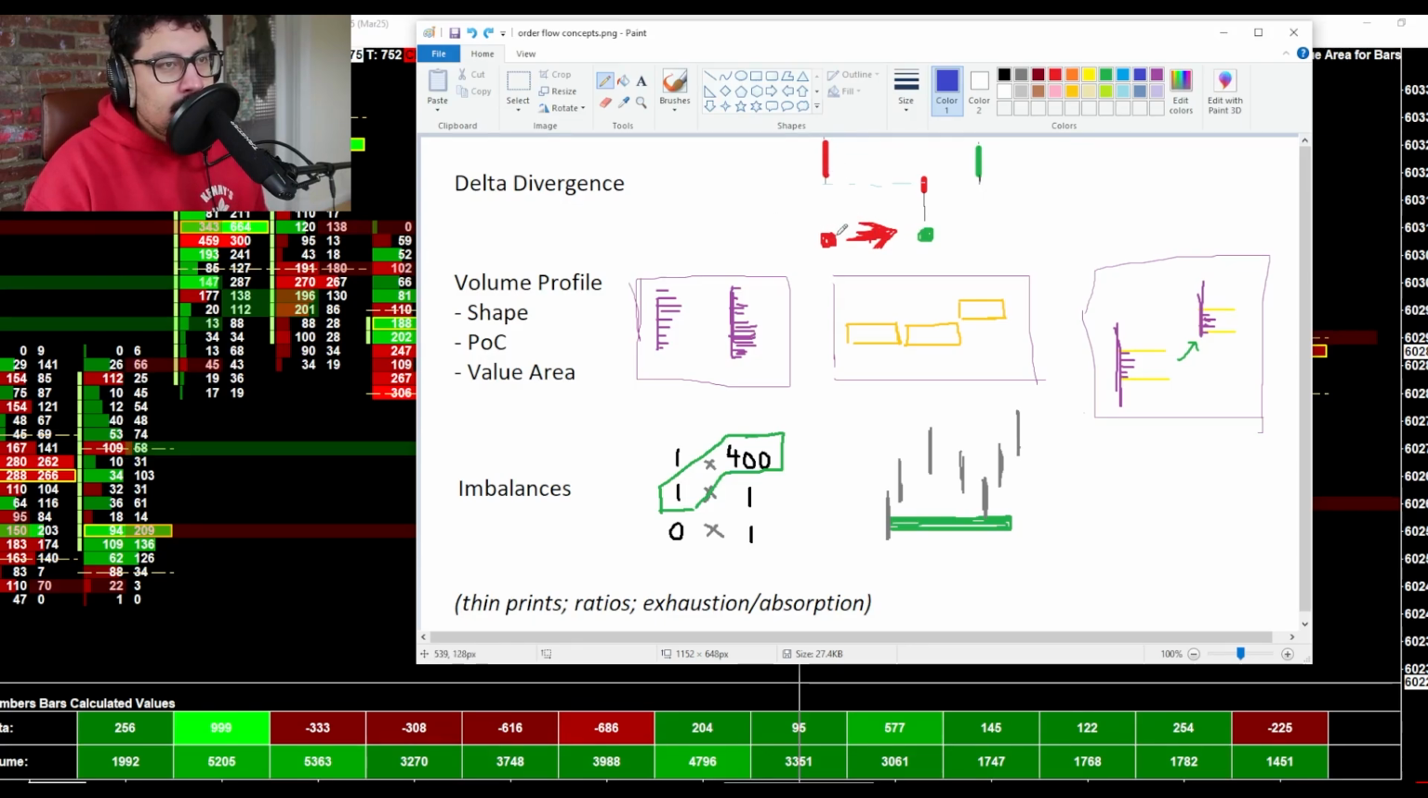New low, but delta goes from red to bullish. And vice versa, new high. But if delta's going from bullish to bearish, that's a possible reversal sign.